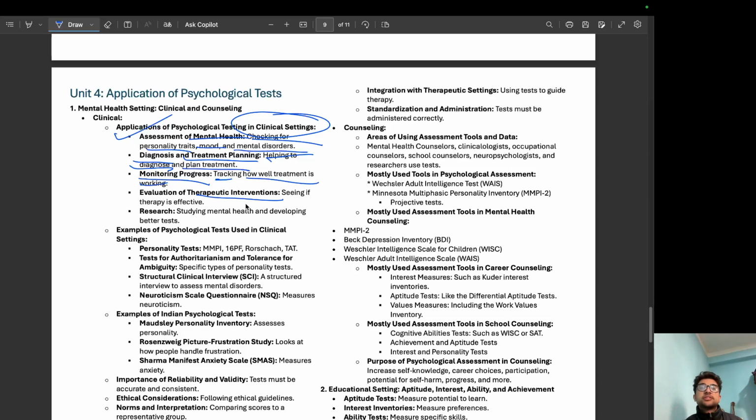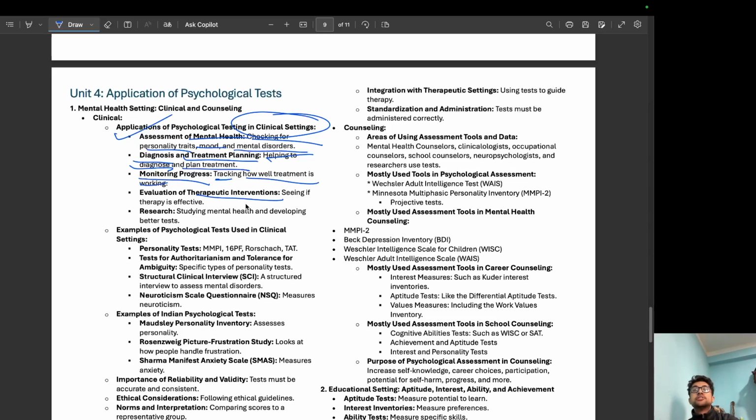It's also quite similar in counseling. If we are a mental health counselor, it's kind of similar. We will assess mental health. We may not do diagnosis, but we may work on treatment planning. We may also use it to monitor the progress of counseling, evaluate the counseling intervention, and do research using psychological tests. There are different kinds of counseling, career and school-based, and each of them has its own kinds of tests which you have to remember. And that was about clinical and counseling.